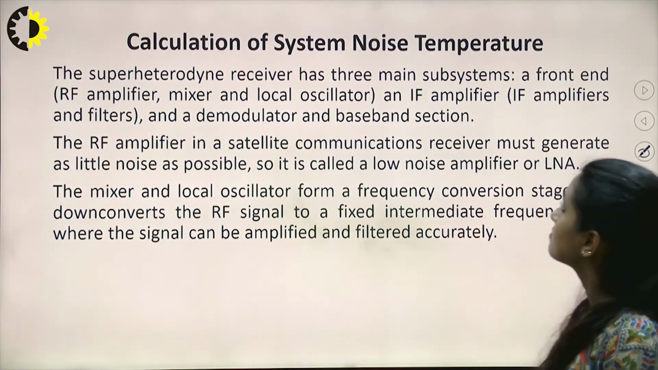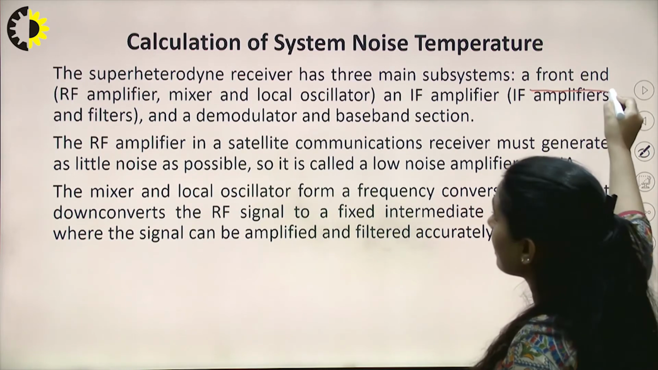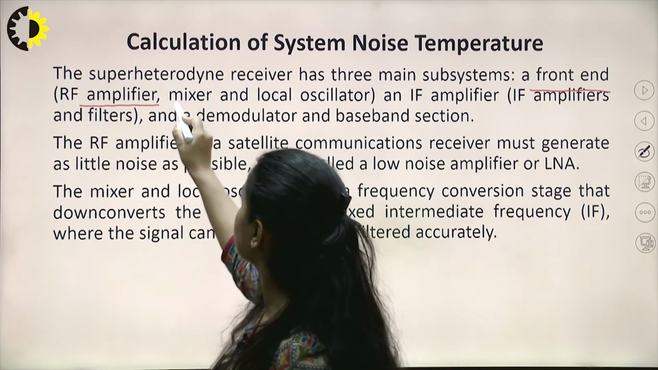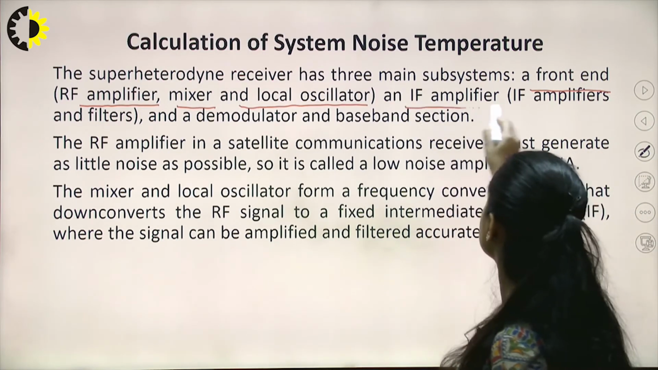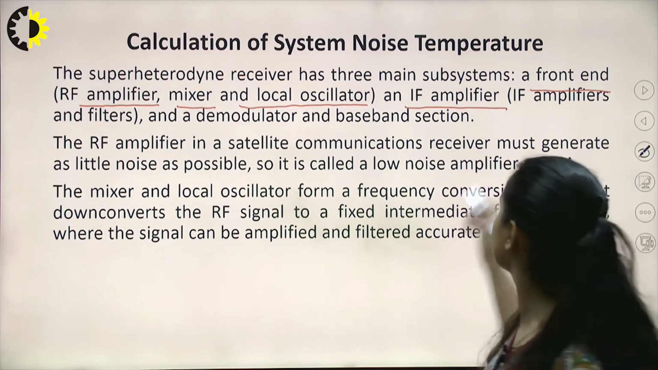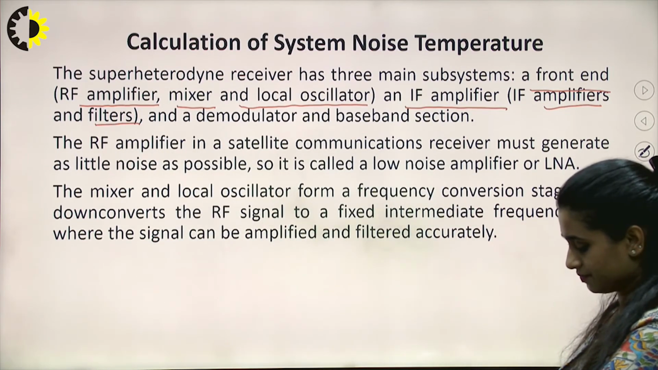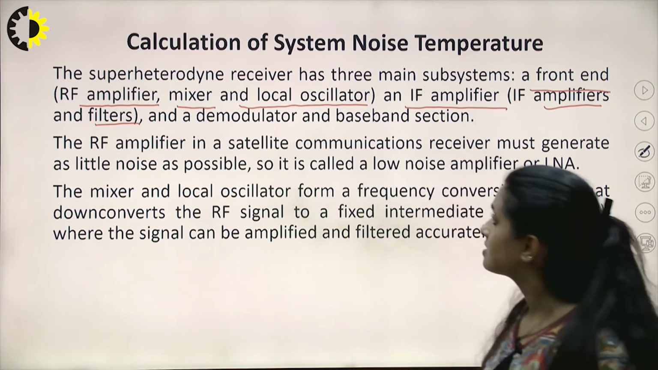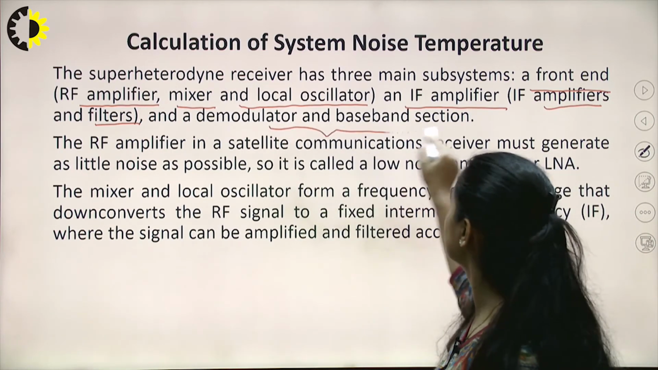Now, calculation of system noise temperature. The super heterodyne receiver has three main subsystems. A front end, which consists of an RF amplifier, mixer and a local oscillator. Second portion is the IF amplifier. IF amplifiers consist of a group of amplifiers and filters. You can put as many as per the requirement. And a demodulator and a baseband section. This is the final portion.